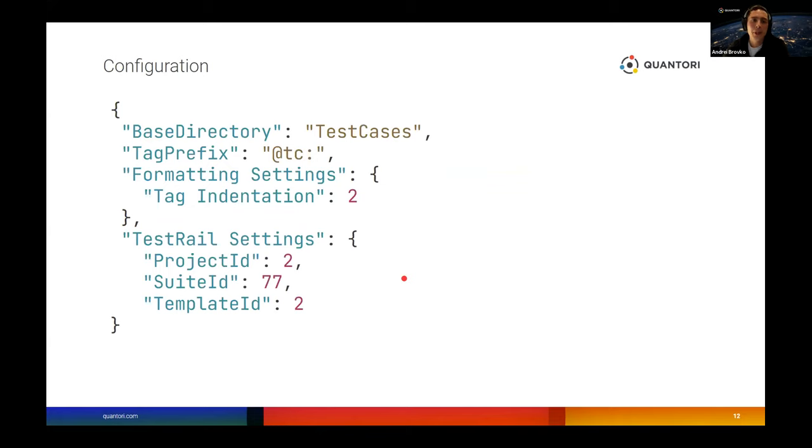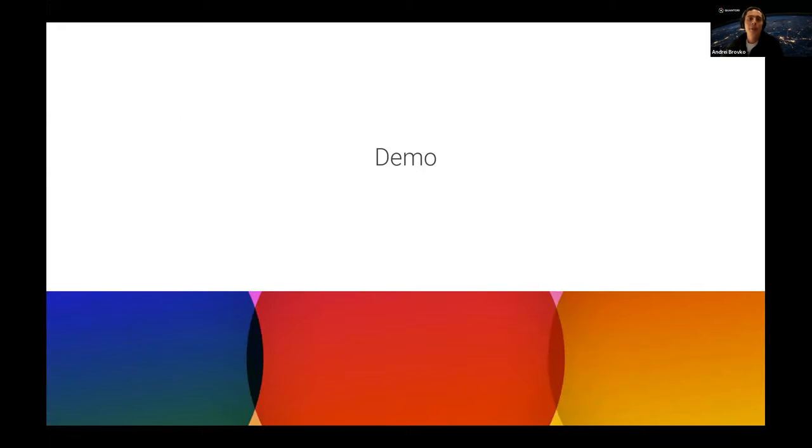Here is the configuration. The main point is to show the Gherkin sync tool where the feature files are located. It could be an absolute path to the folder with the feature files, or in the same directory. And other configuration, I'm not going to deep dive here. And let me quickly show you a demo of how it works.